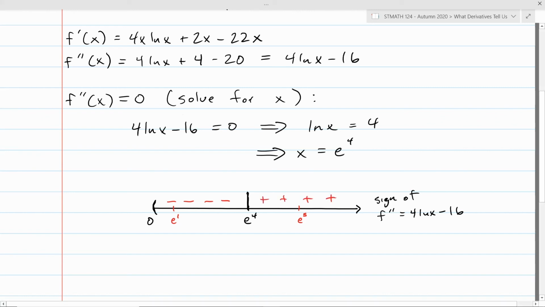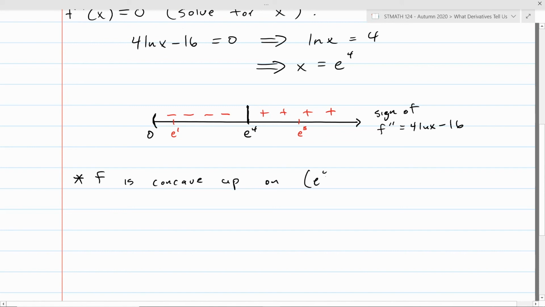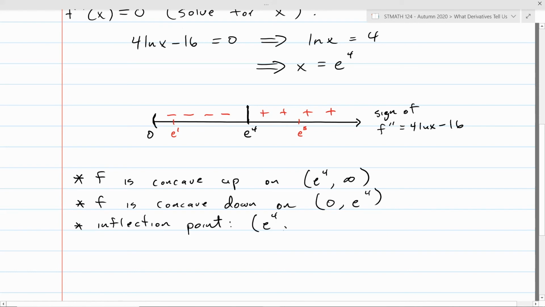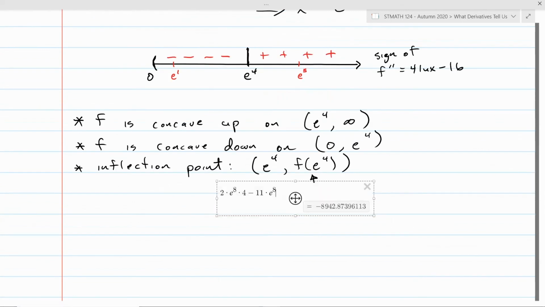So from this sign chart, I can see a few things. I can tell f is concave up on e to the 4 to infinity. I can tell f is concave down on 0 to e to the 4. And I can tell that there's an inflection point, e to the 4, f of e to the 4, and that number right there, when you punch it into a calculator, you get this pretty big number right here, like negative 8,942.87, yada yada.